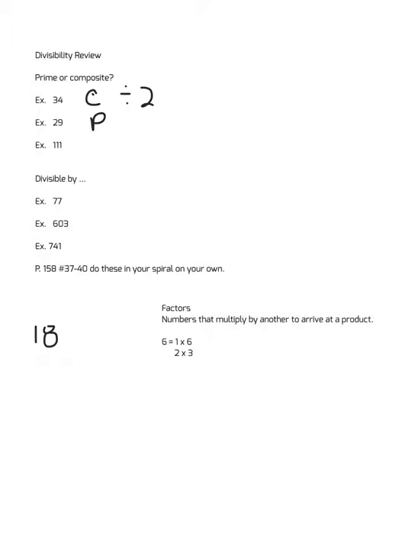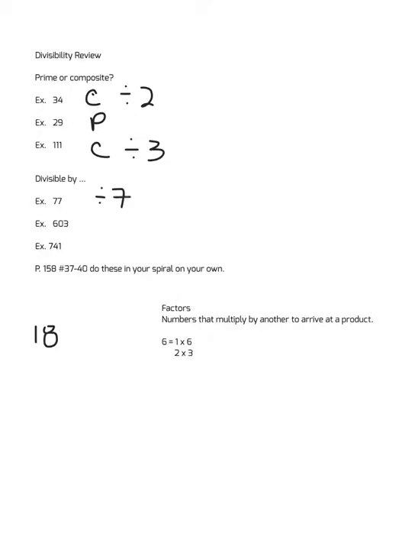And 111 looks like it's going to be prime, but if you add 1 plus 1 plus 1, you'll get 3, and if you remember, the sum of the digits means that it can be divided by 3. So 77, what is 77 divisible by? It is divisible by 7.